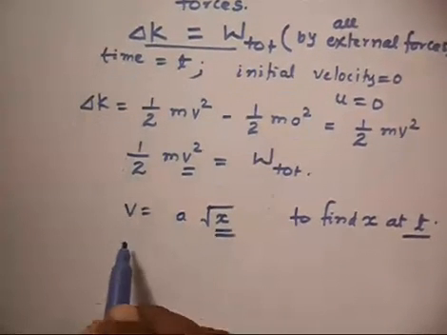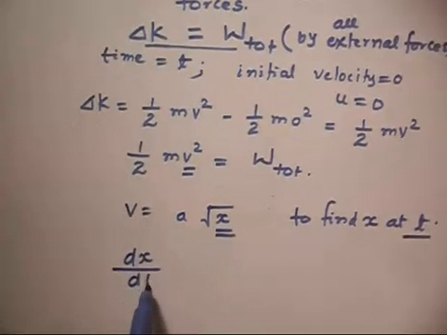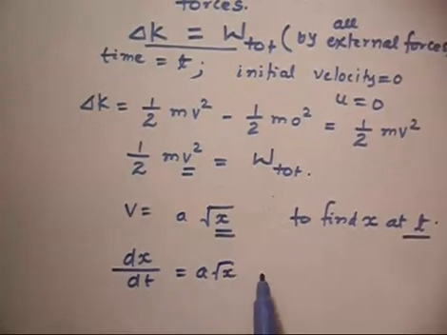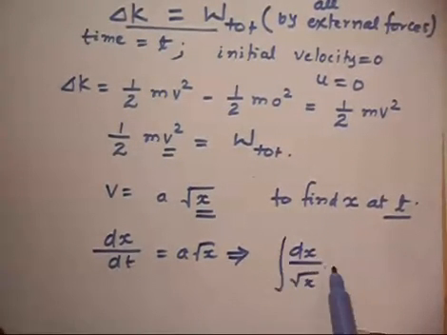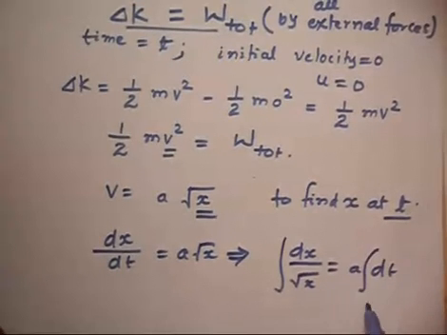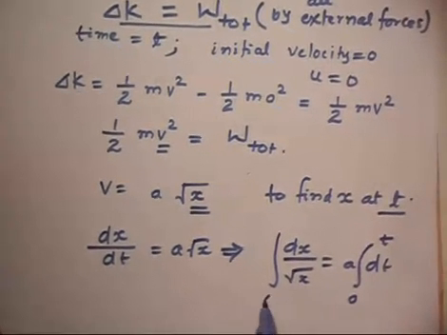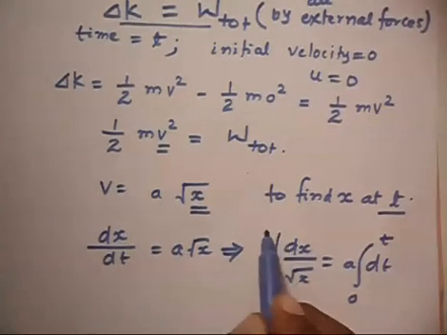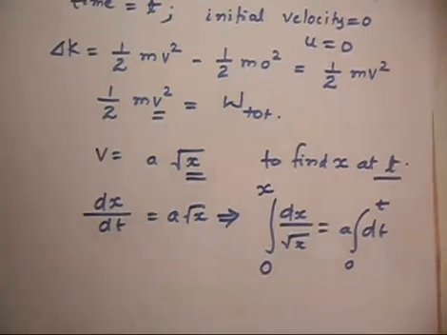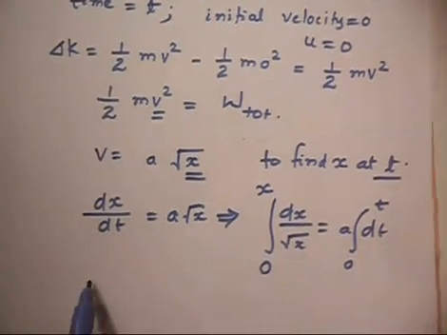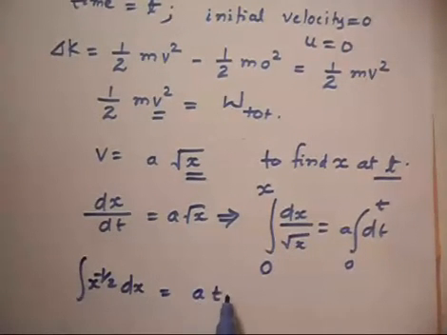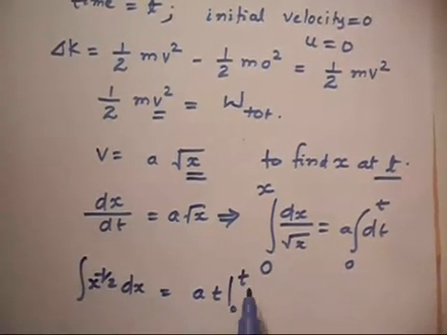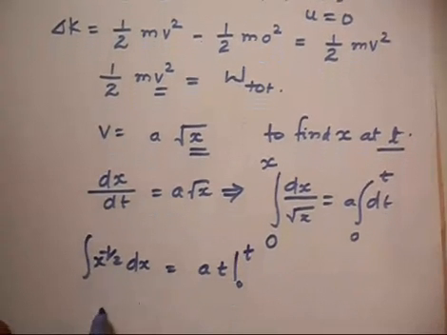Now I can write velocity as dx by dt equals a root x. Things are very simple. I can write dx by root x equals a dt, and time goes from 0 to t, while displacement goes from 0 to x. If I integrate, x to the power minus half dx equals a dt, with t from 0 to t. Now the integration of x to the power minus half will be x to the power 1 by 2 divided by 1 by 2.